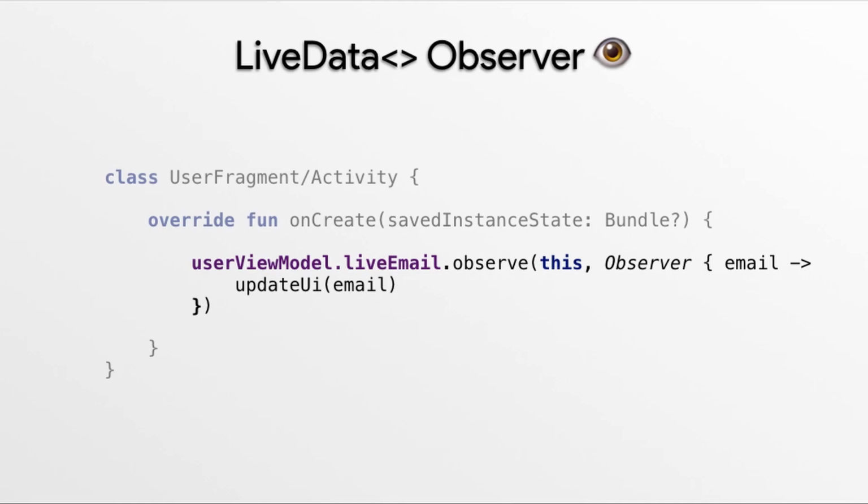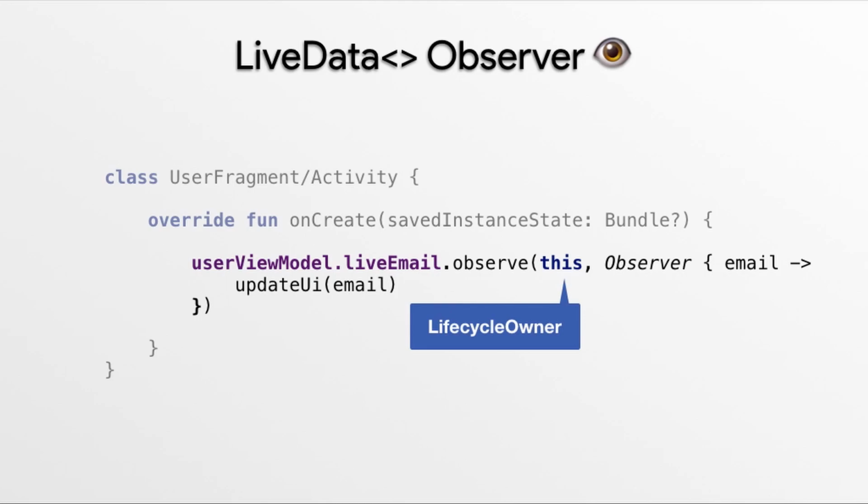But you might ask, okay, what is this? Does it have to be an activity? This is a lifecycle owner, which is an interface that is implemented by activity and fragment. You can, if you want, implement your own lifecycle owner. Don't. Just follow the activity or the fragment lifecycle.